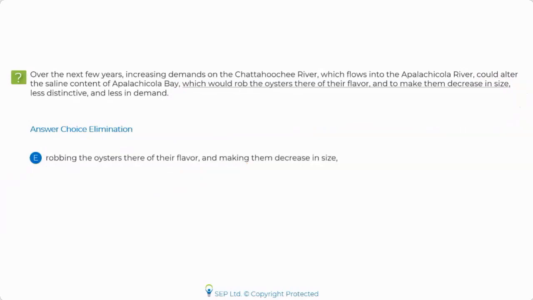E, robbing the oysters there of their flavor and making them decrease. This is not parallel to these two. Making them decrease in size is more like, how shall I put it, ing phrase, whereas less distinctive and less in demand is simply you have the comparative adjectives. So ideally comparative adjectives, making them smaller, less distinctive and less in demand would be parallel. So this is incorrect.